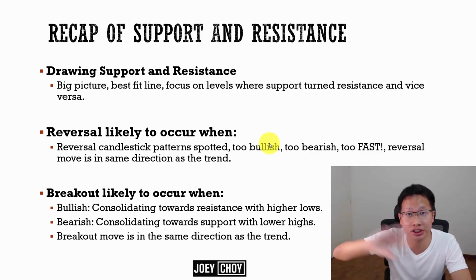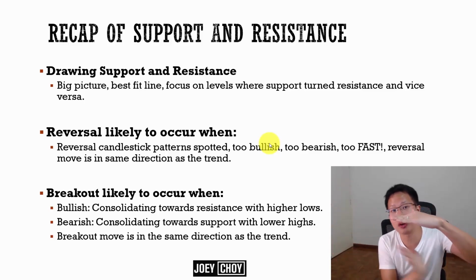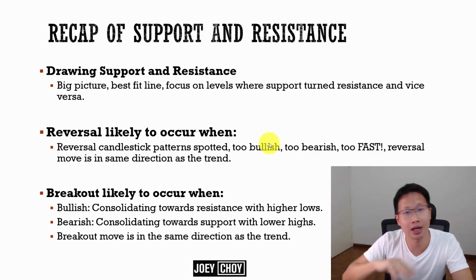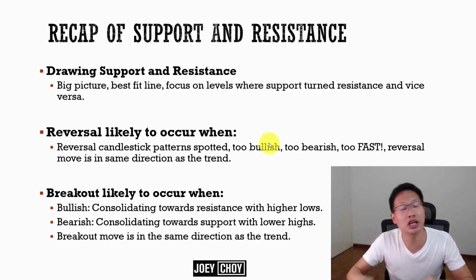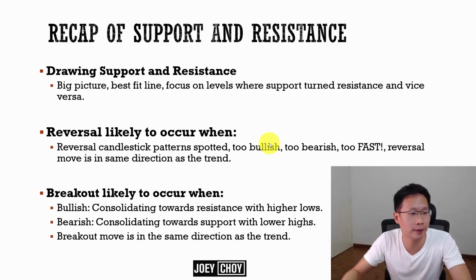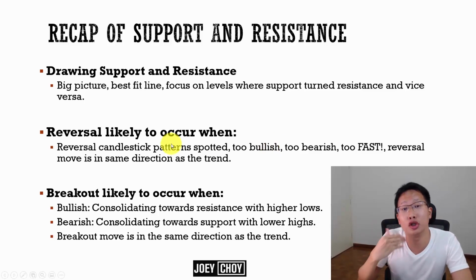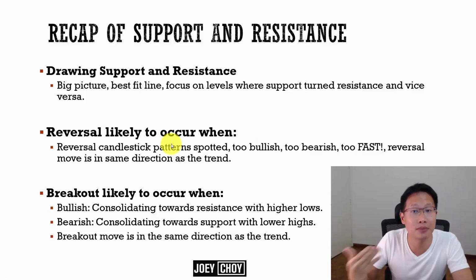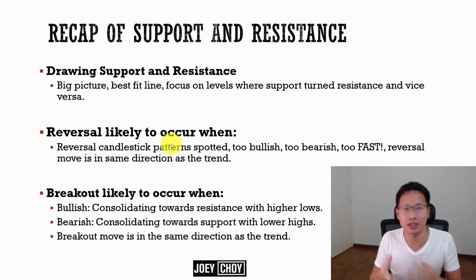Next, a breakout is likely to occur in a bullish move whereby we see a consolidation towards a resistance with higher lows. That's where it will most likely break out in the upwards direction. And for a downwards direction in terms of bearish, that's where we see a consolidation towards a support level with lower highs. And of course, next one would be the trend. If the breakout move is in the same direction as the trend, it will most likely happen rather than being against the trend.